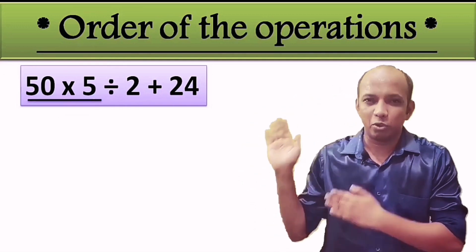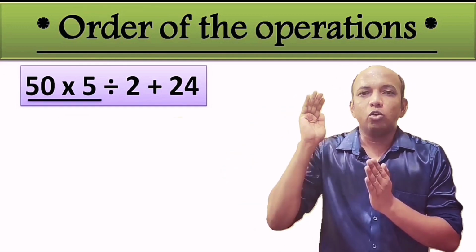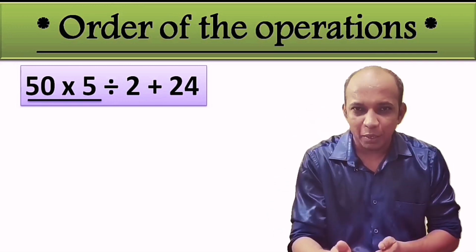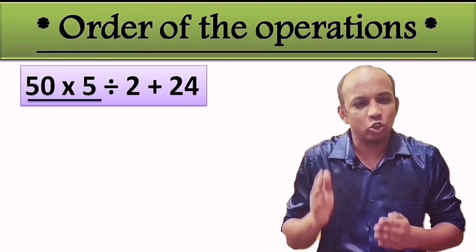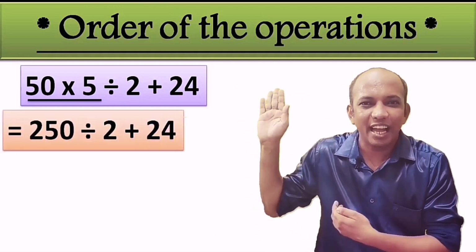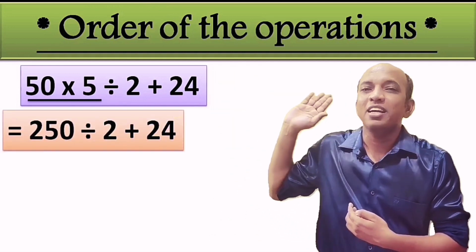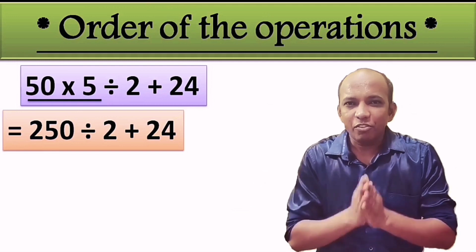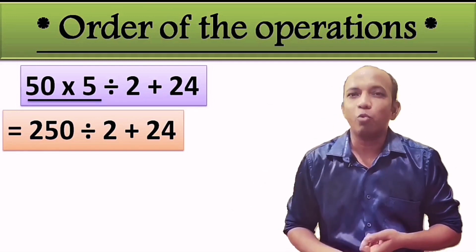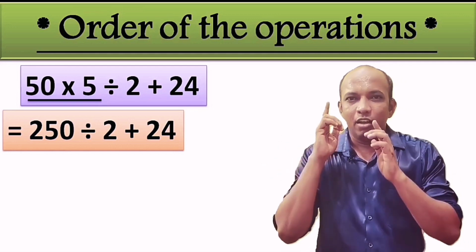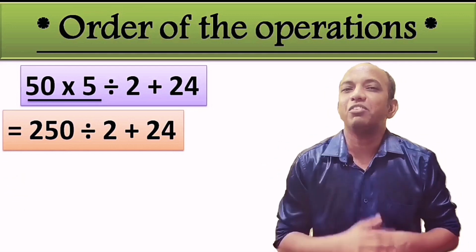Rest of the sum, don't think about it right now. We have to carry out the multiplication and copy down the rest of the sum as it is. So what do we get? 250 as the answer and the remaining sum is written as it is. After that, what do you feel? There are two operations left, one is division and one is addition, right? Yes, we have to carry out division first.